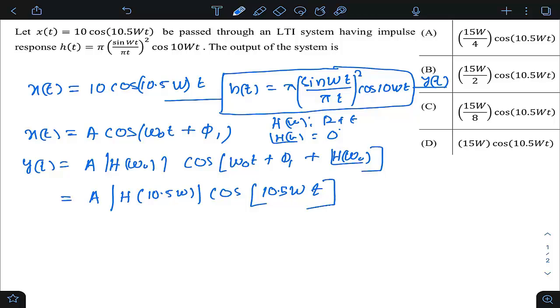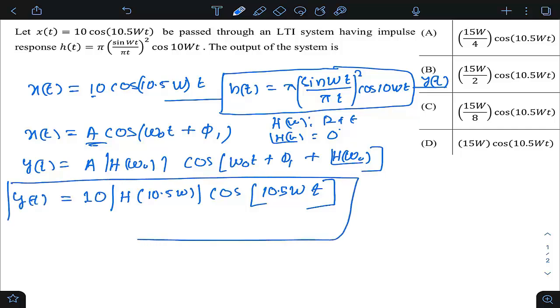So what is A, by the way? A, students, if you compare here, is the input signal amplitude, so it is 10. It is here also 10. So this is what my y of t would be. The only thing that you are supposed to find in this case is this factor: what is the magnitude of h of 10.5 W? If you find that and simply multiply with 10, that will give you the answer. So my target is to get this.